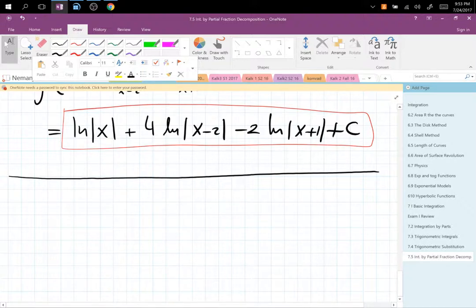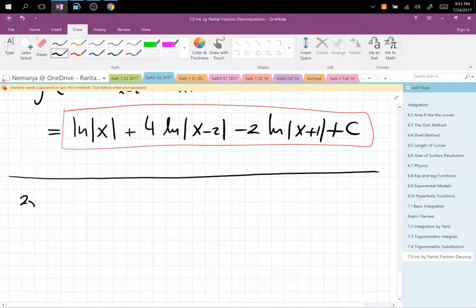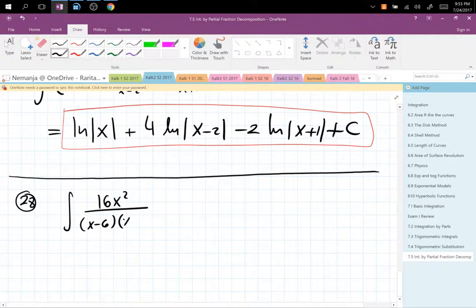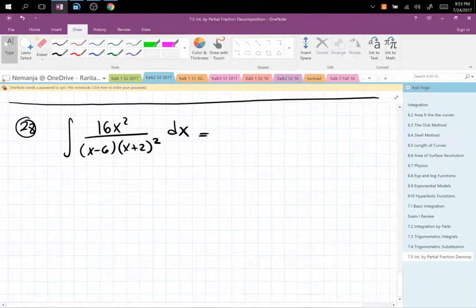Let's take a look. Next one. Beautiful example, 28. 16x squared divided by, it's already factored for you, x minus 6, x plus 2 squared. So this would be it for tonight. I'll give you 7 minutes to see where you can get with this.